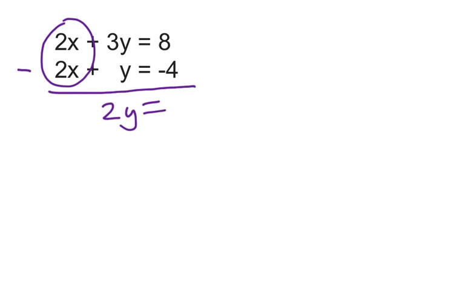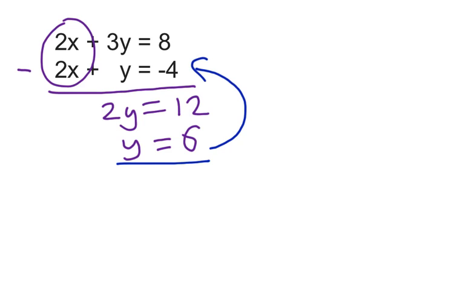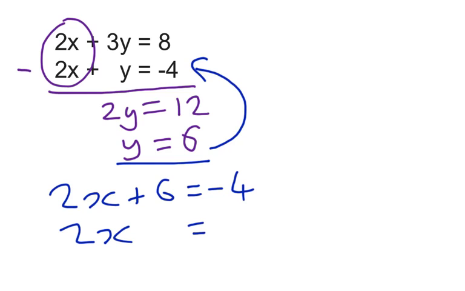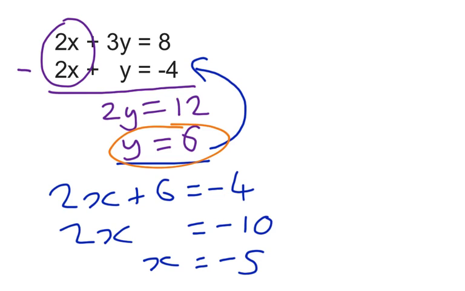8 take away minus 4 is plus 12, which gives us an answer of y equals 6 after the elimination. And now we substitute this back into one of the equations. So we get 2x plus 6 equals minus 4. So 2x equals minus 10 and x equals minus 5. So we have y equals 6, x equals minus 5.